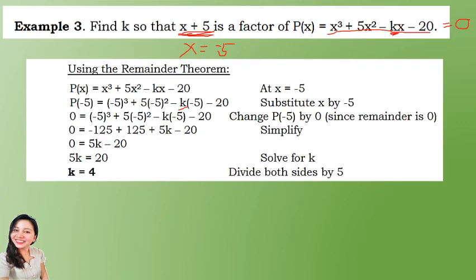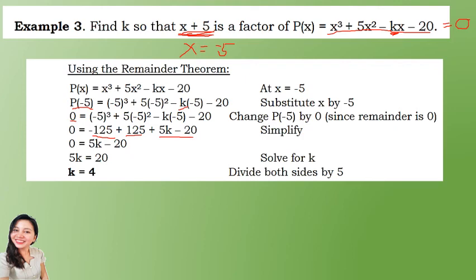This must be equal to 0. So, negative 5 cubed is negative 125. Negative 5 squared is 25, times 5 is 125. Negative k times negative 5 is positive 5k, plus the constant. Simplify: these terms add up to 0, so what remains is 5k minus 20.